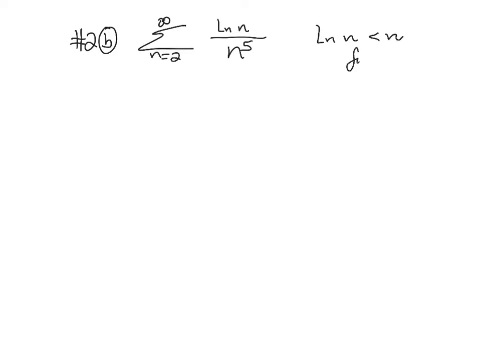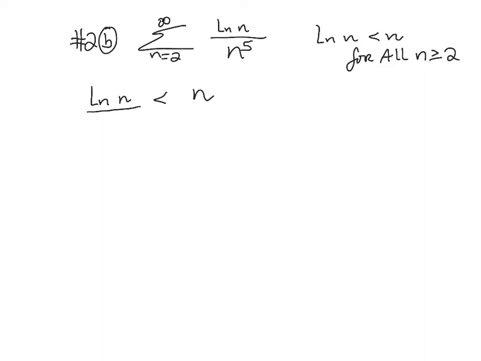So here is problem 2, example 2b. This time we're looking at the series, the summation from 2 to infinity of natural log of n over n to the 5th. Here we want to use the right inequality of natural log, namely natural log of n is less than n. This is for all n greater or equal to 2. So natural log of n is smaller than n.